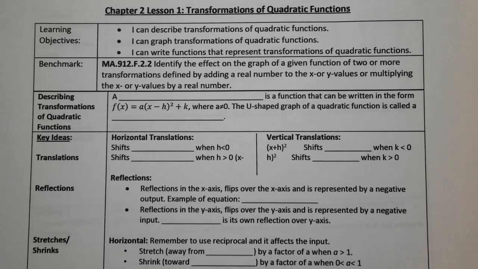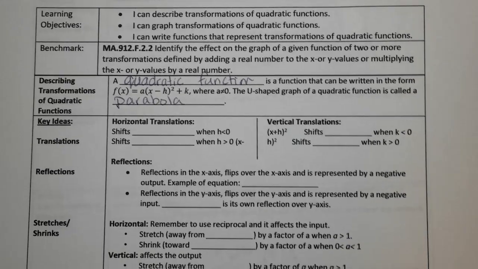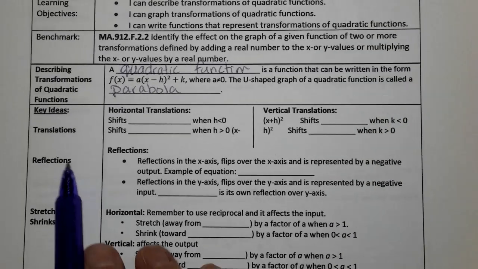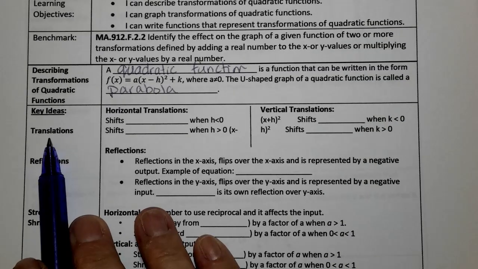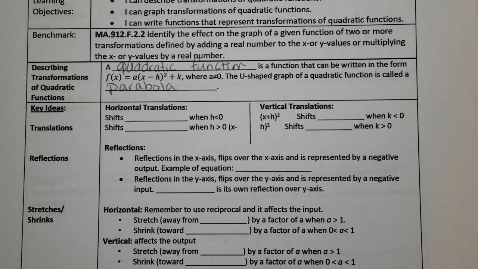A quadratic function is a function that can be written in the form of f of x equals a times x minus h squared plus k, where a doesn't equal 0. The U-shaped graph of a quadratic function is called a parabola. All right, so now we're going to talk about translations when it comes to quadratic functions, very similar to what we have already talked about.